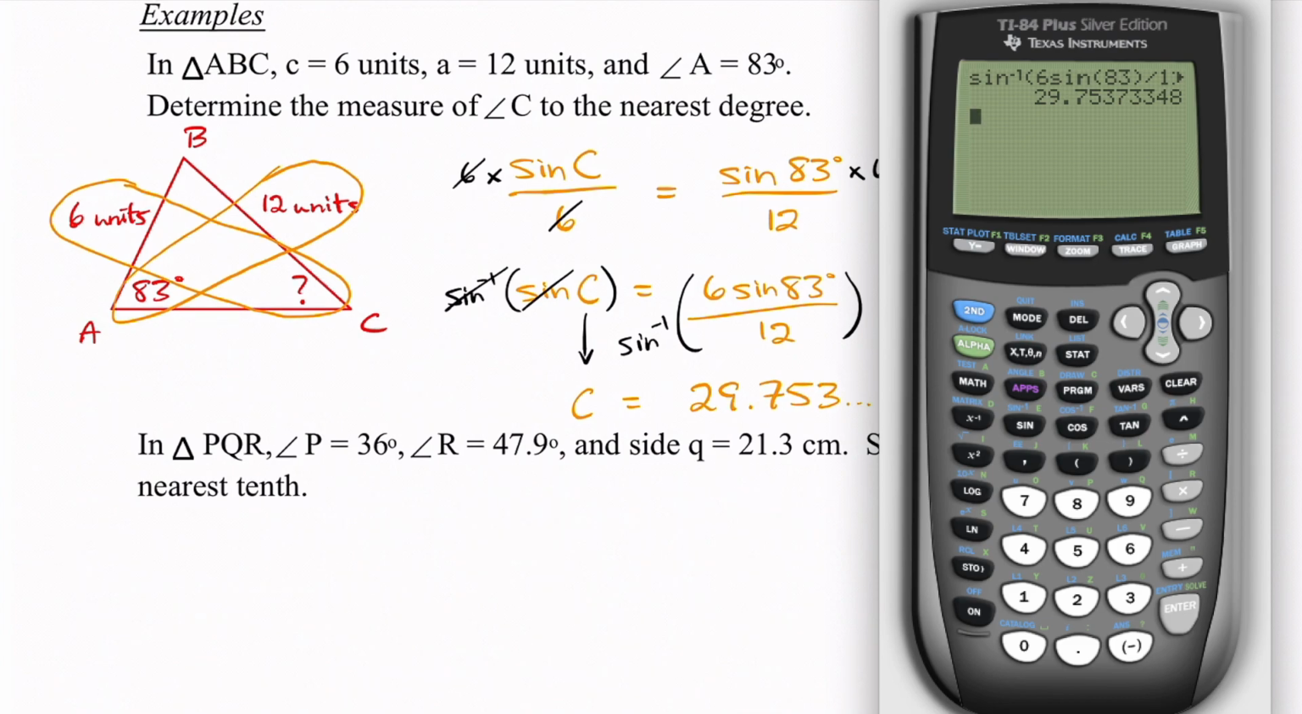So we've gotten that, but our question said we need to round to the nearest degree. So this 7 is going to cause this 9 to round up, so 29 will round up to 30 degrees.